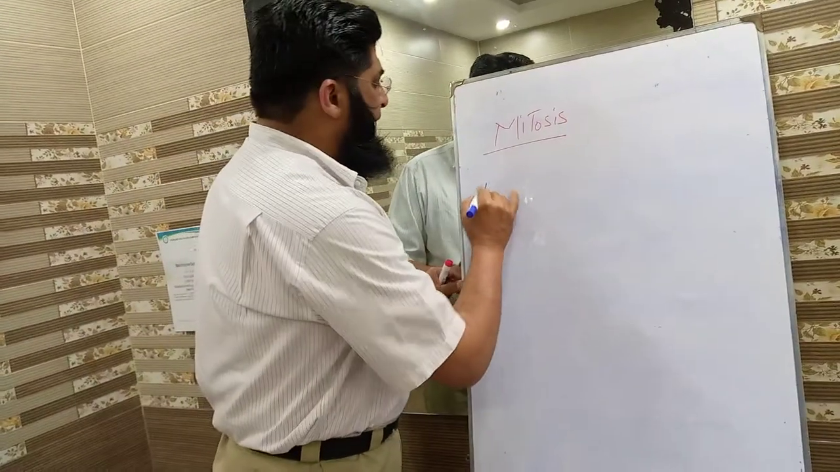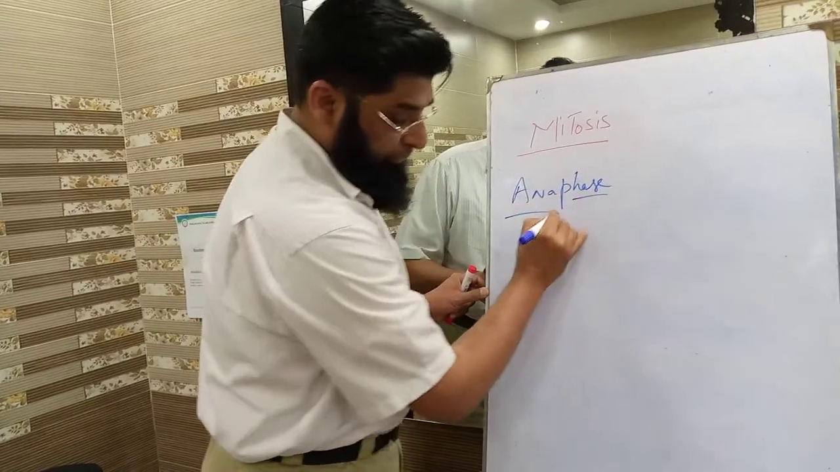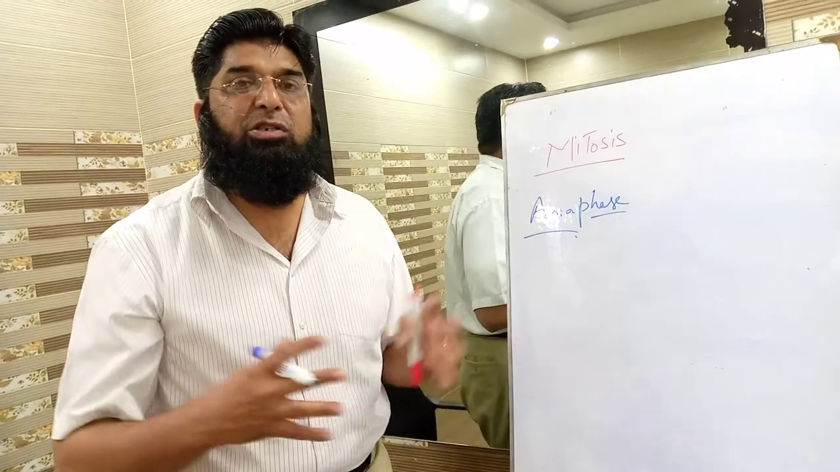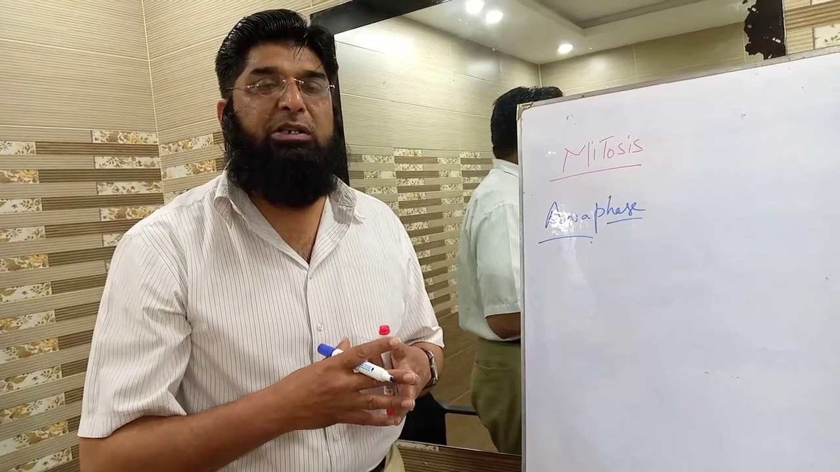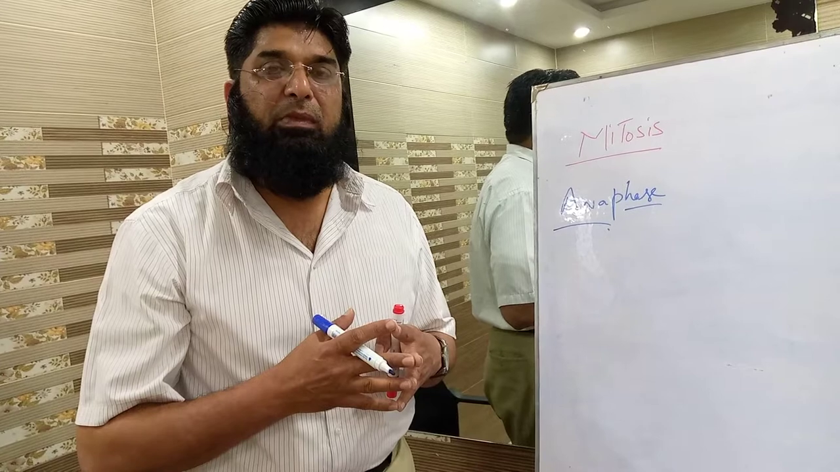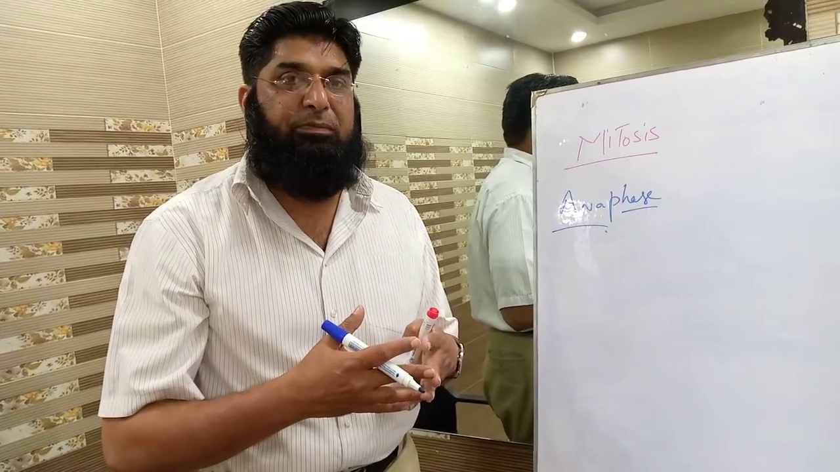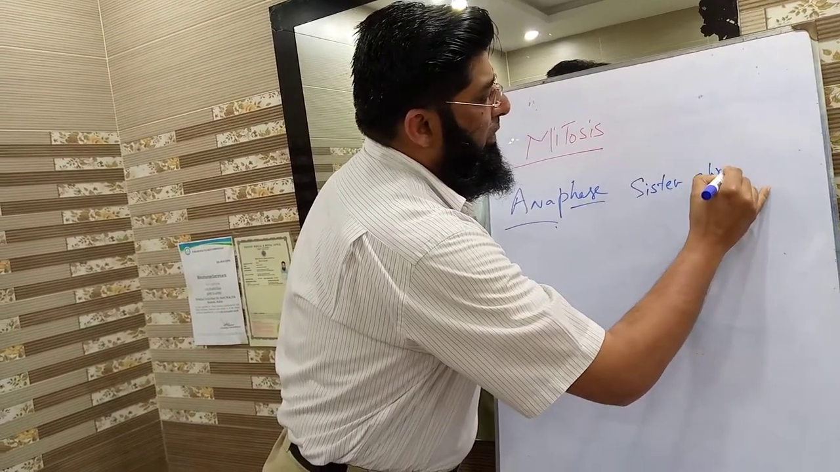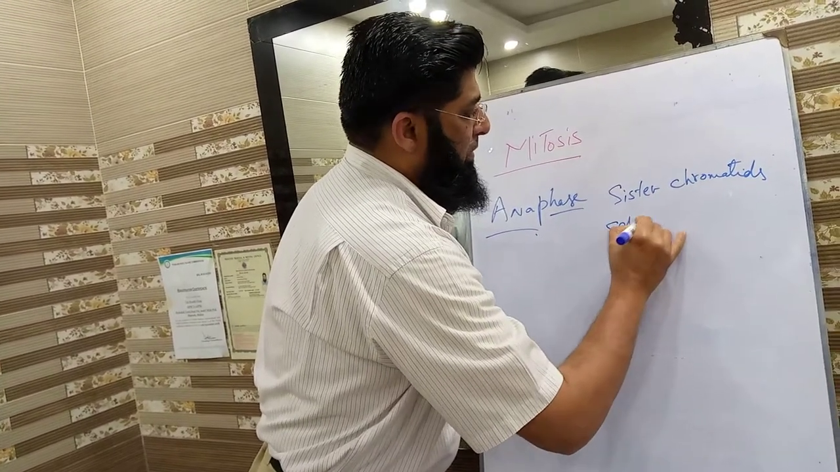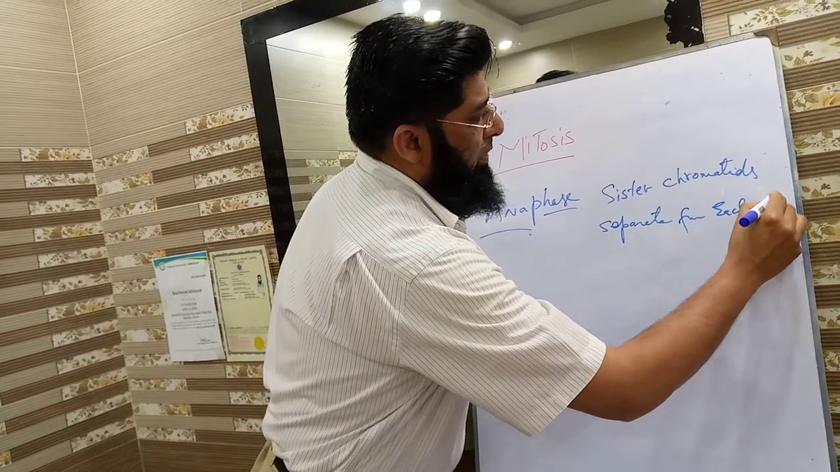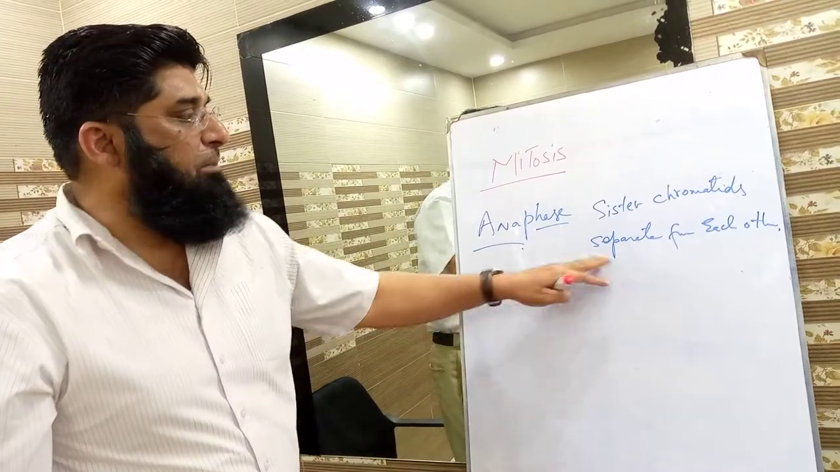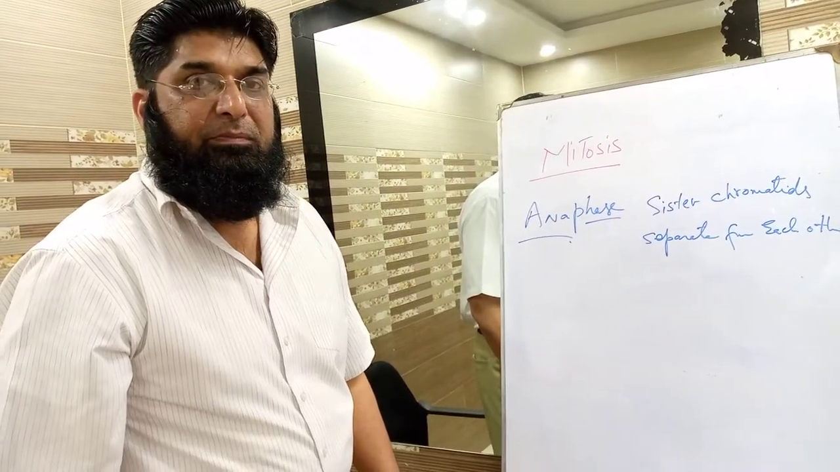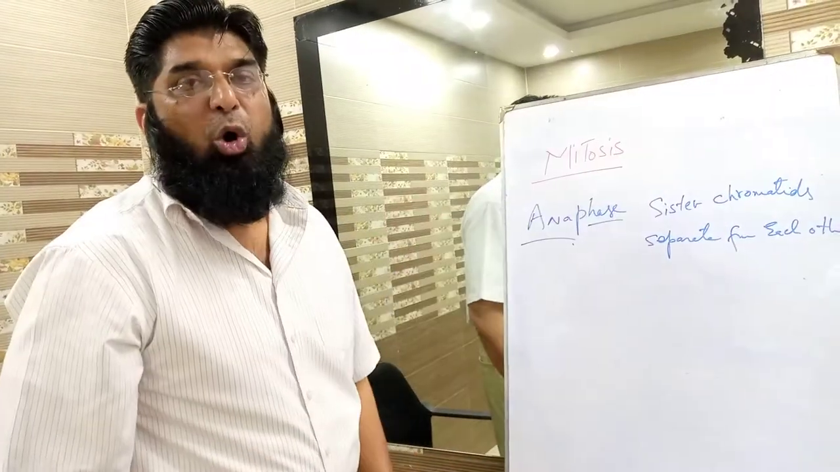Okay, now students, anaphase. In anaphase, the sister chromatids, which are the parts of the chromosomes in close proximity to each other, become separate from each other. And as a result, the chromosomes move towards the opposite poles of the cell.